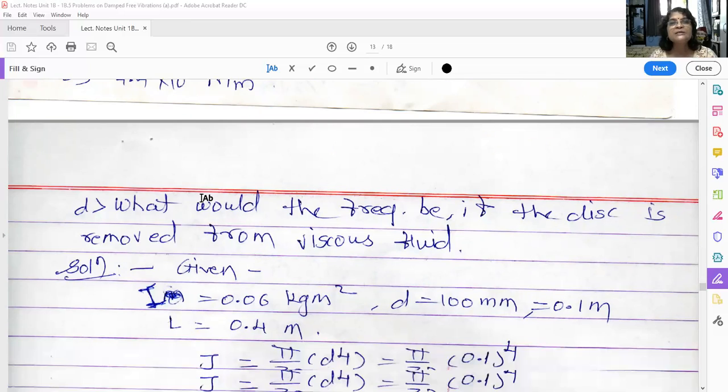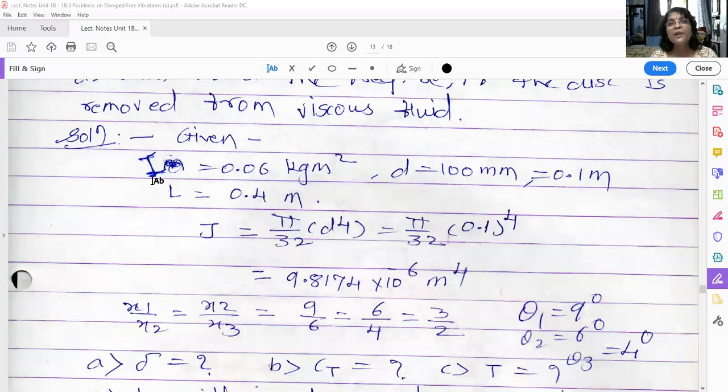So let us see the given data. I is equal to 0.06 kg meter square. Diameter of the shaft D is equal to 0.1 meter. Length of the shaft is 0.4 meter. Immediately we can calculate J, the polar moment of inertia, because we require it to calculate Kt, the torsional stiffness of the shaft, which is not directly given. It is a circular shaft, so J is given by pi by 32 D to the power 4. D is known, so J is 9.81 into 10 raised to minus 6 meter 4.